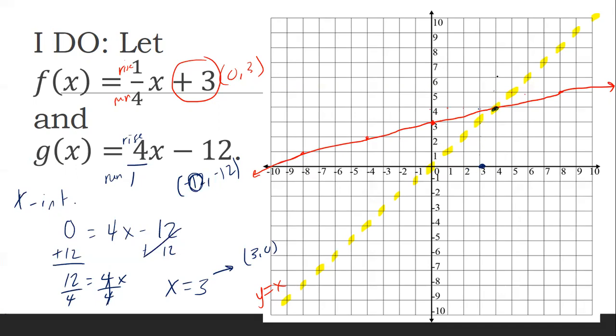Rise 4, run 1. Then the opposite: I'm going to go down 4, 1, 2, 3, 4, and left 1, and right 1.